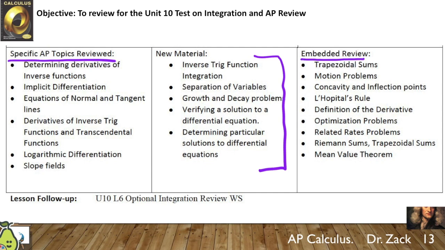So it's your choice. The Unit 10 Lesson 6 follow-up is optional, but I have provided you with some excellent questions to think about. That's it for today.